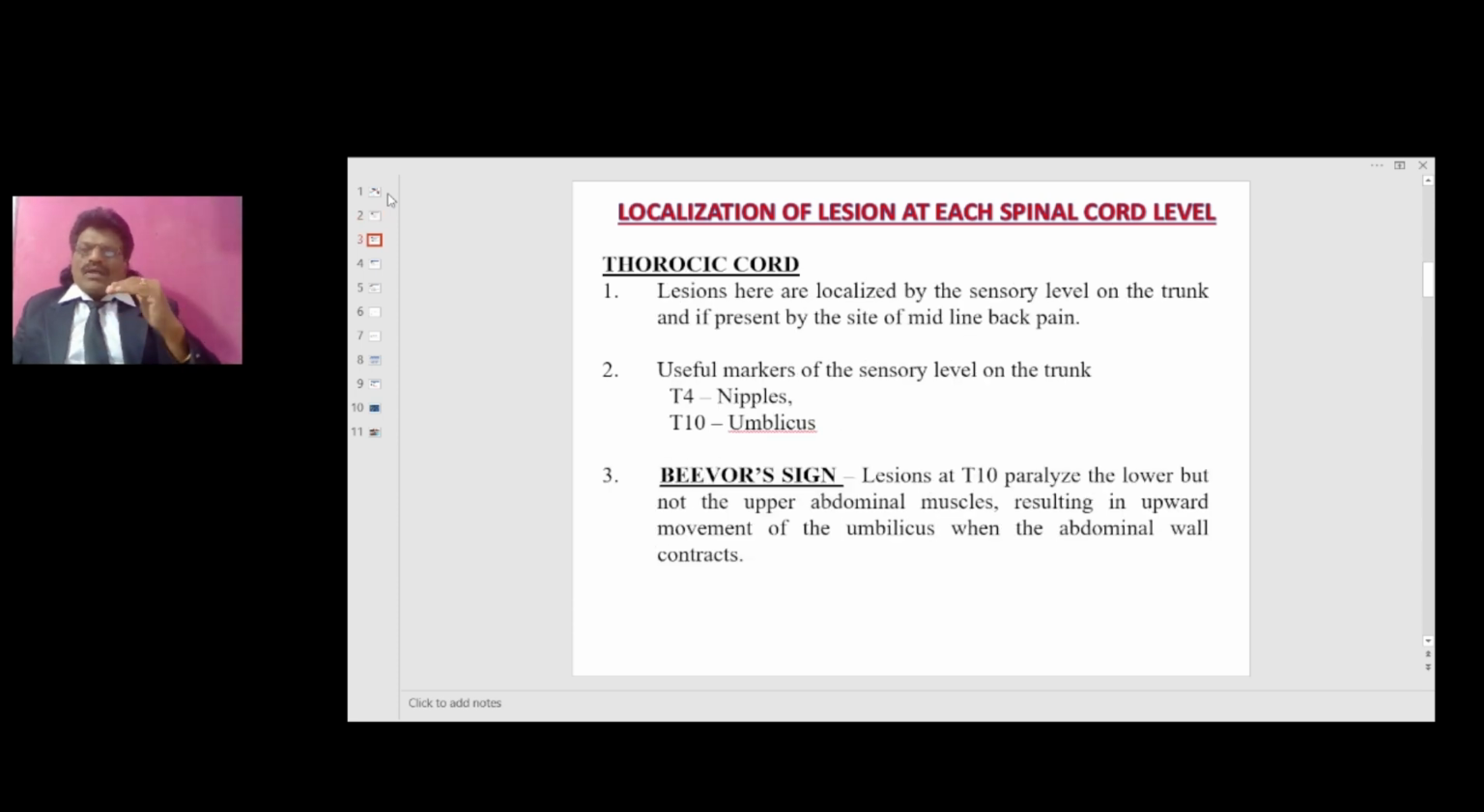Now let's talk about the thoracic cord. Lesions here are localized by the sensory level on the trunk and, if present, by the site of midline back pain. The useful markers of the sensory level on the trunk are T4 corresponds to nipples and T10 corresponds to umbilicus. There is an important sign known as Beevor's sign when we try to localize the lesion at the thoracic cord. What is Beevor's sign? Lesions at T10 level paralyze the lower but not the upper abdominal muscles, resulting in an upward movement of the umbilicus when the abdominal wall contracts.